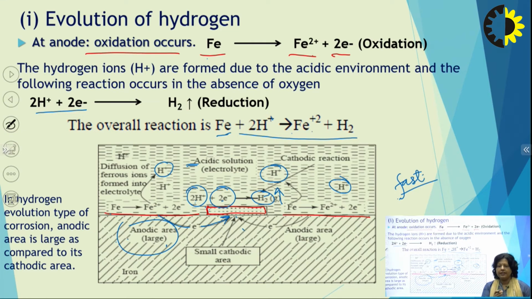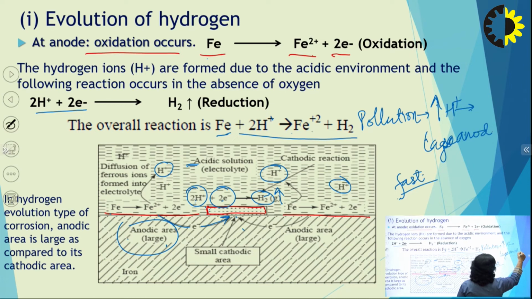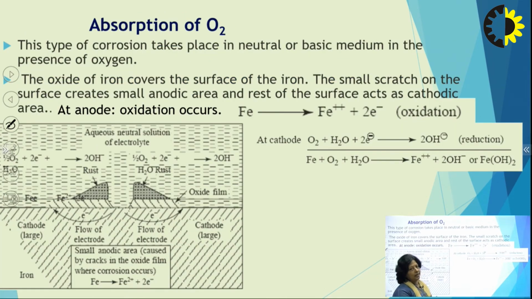How are they related to each other? If pollution is there, then it will increase the presence of H+ ions. H+ ions will attack the large anodic area. Large anode means more corrosion. Large anode, more corrosion. Small anode, less corrosion.